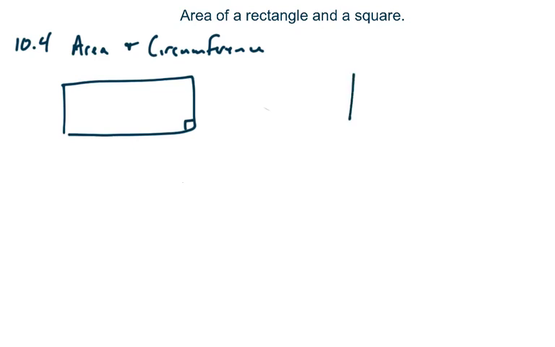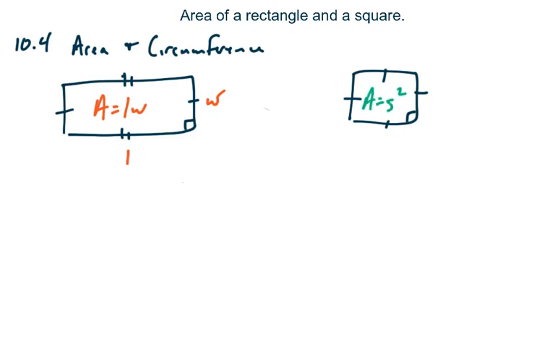We're starting with 10.4. We're talking about area and circumference. Okay, so this first one we're going to start off with is just talking about area of a rectangle and area of a square. All right, so area of a rectangle, we use length times width. We have our length and we have our width. Area of a square, we're going to do side squared, which there's the length of our side.